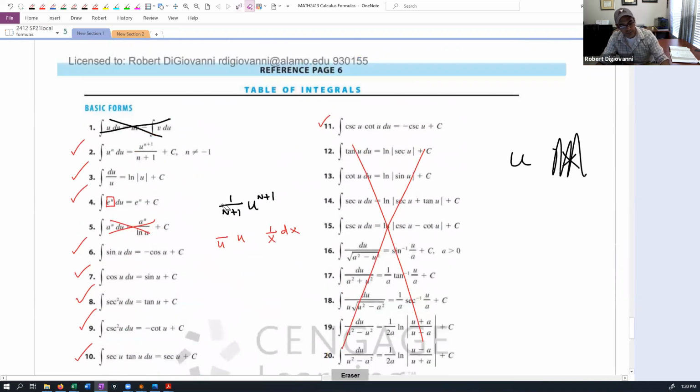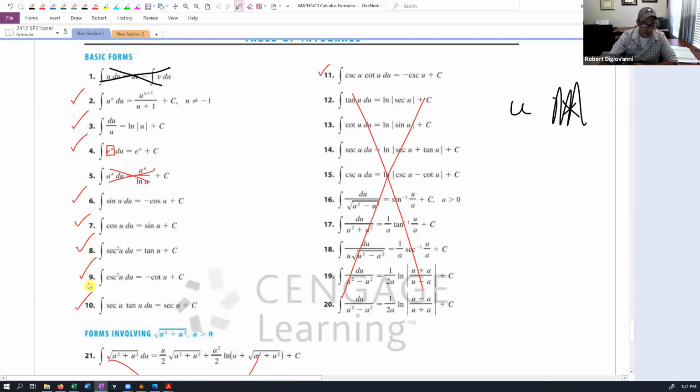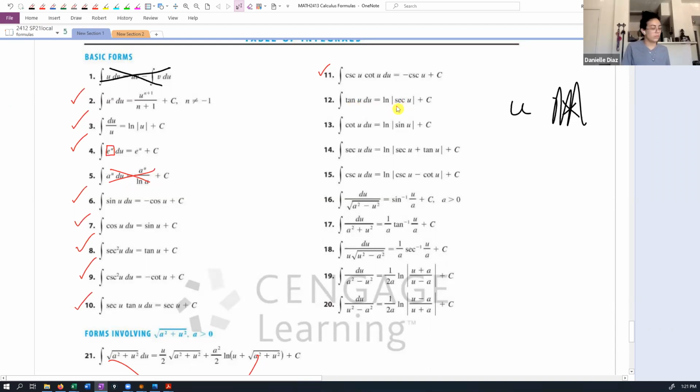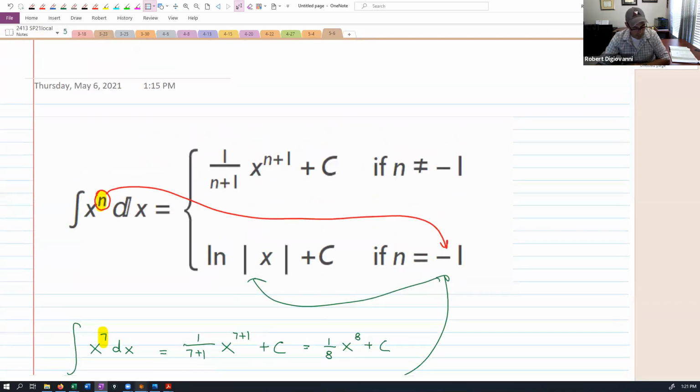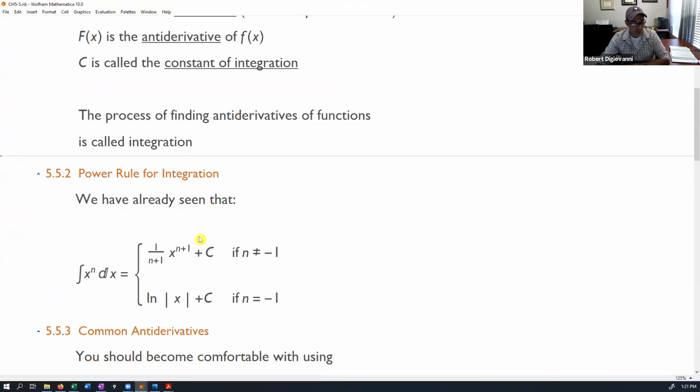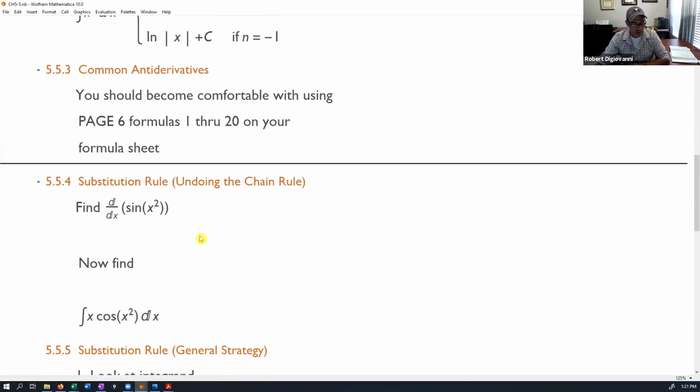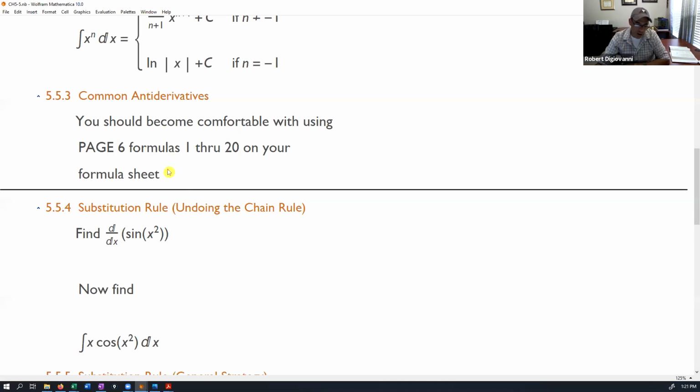These first few we should be comfortable with: 2, 3, 4, 6, 7, 8, 9, 10, and 11. By the way, I said we don't know what the antiderivative of tangent is. Just FYI, here's what it turns out to be. It actually turns out to be natural log of secant u, but we can't show that yet. Okay, so we should be somewhat comfortable with the formulas on that page. Not all of them, but some of them.